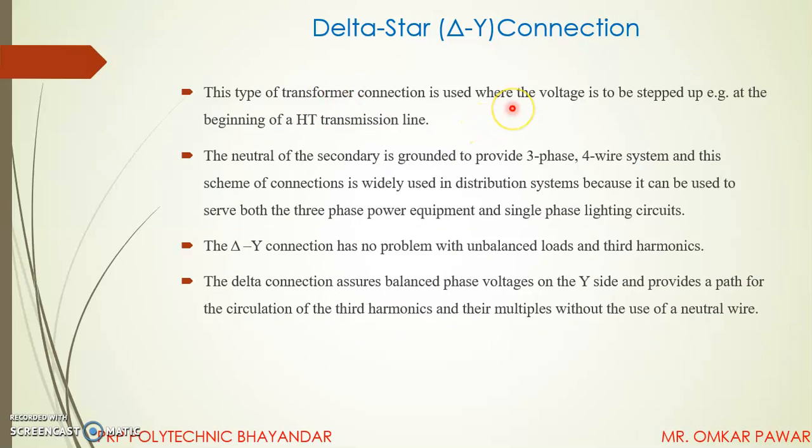This type of transformer connection, that is delta star, is used where the voltage is to be stepped up, for example at the beginning of a high tension transmission line. The neutral of the secondary is grounded to provide a three-phase four-wire system, as the secondary is star connected. If we connect the neutral, it will supply single phase supply also, or three-phase supply also.